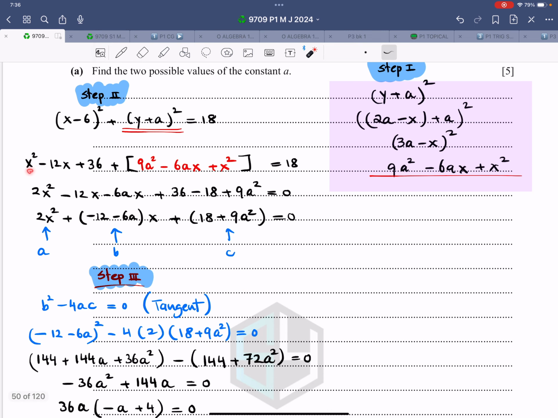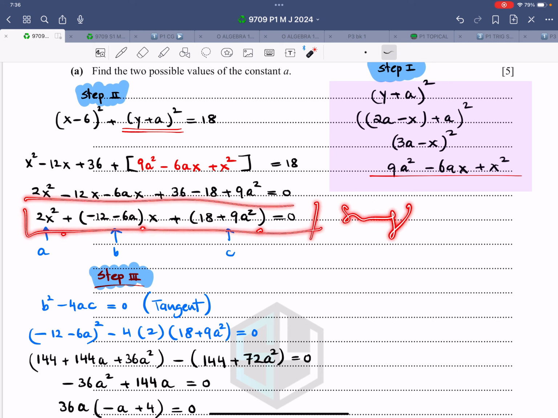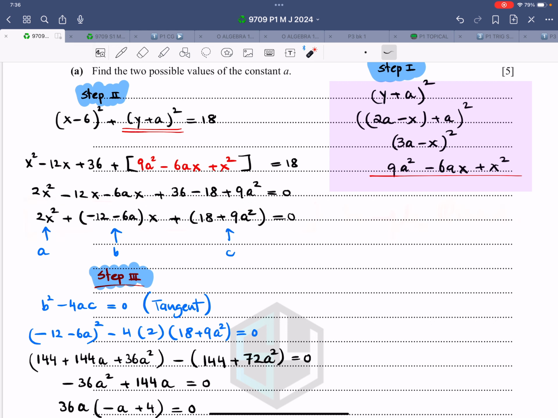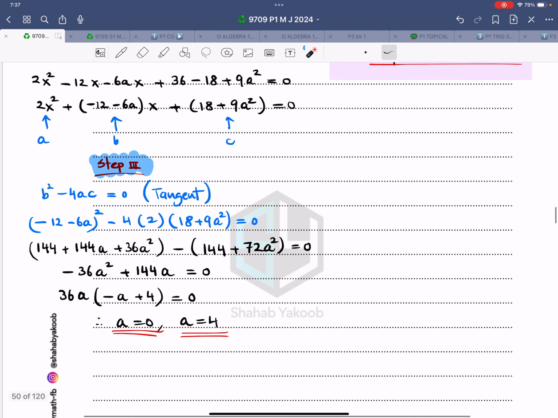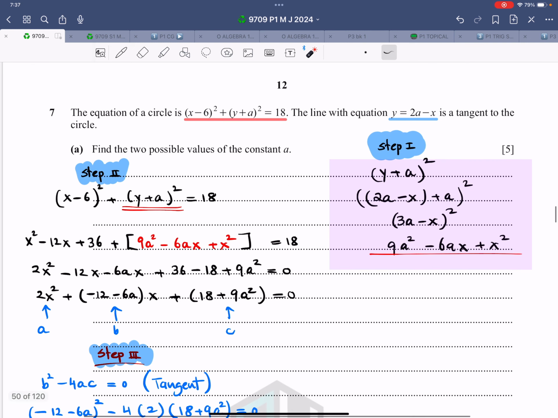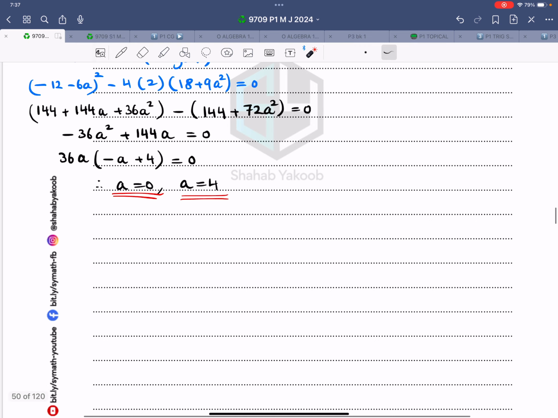Now x square goes with x square and x goes with x, and the constant with the constant, they are all gathered in one place. Simplify as much as possible. This is the single quadratic equation that you get. Now the coefficient of x square is denoted as a, the coefficient of x is b, and everything else is the constant term. b square minus 4ac is equal to 0. The concept of tangent: expand, simplify, take common, a is equal to 0, a is equal to 4. That is why there are two possible values of the constant.